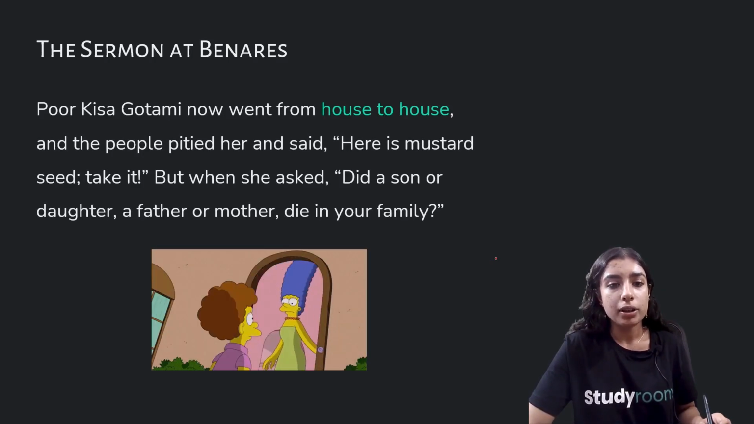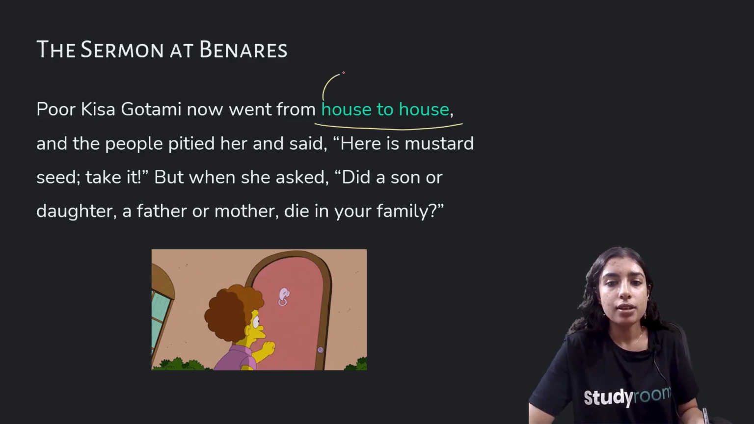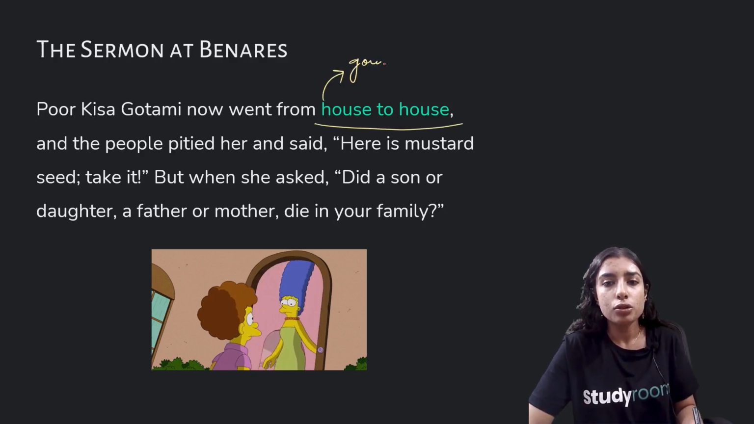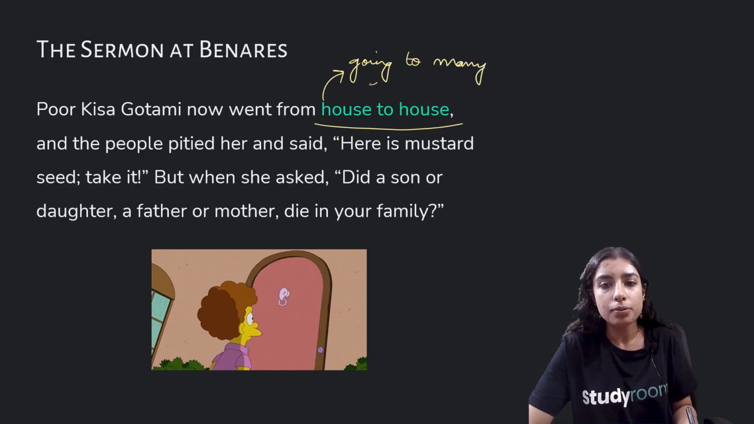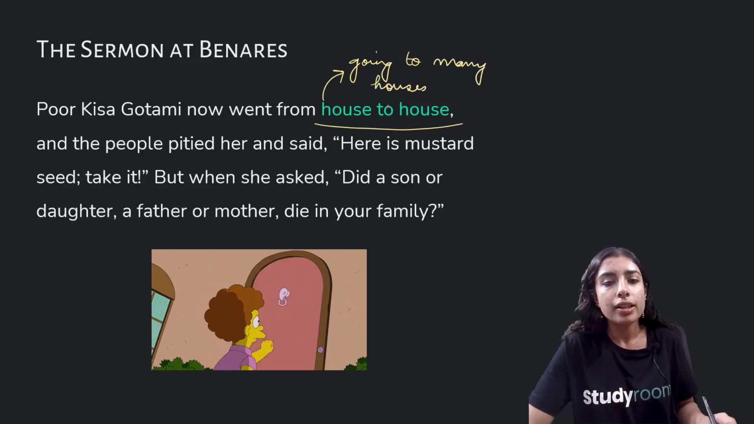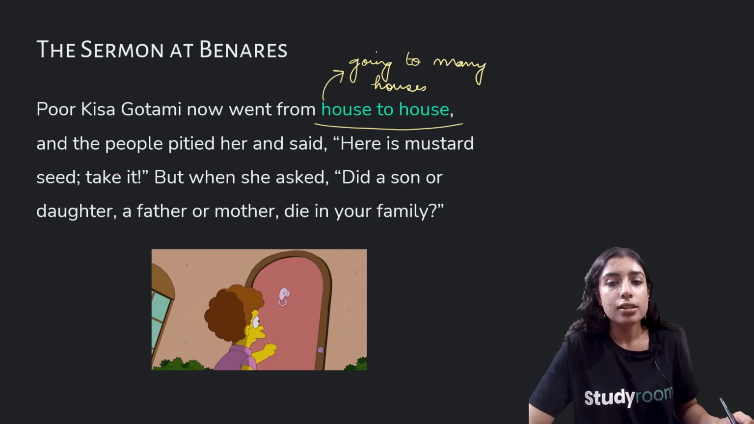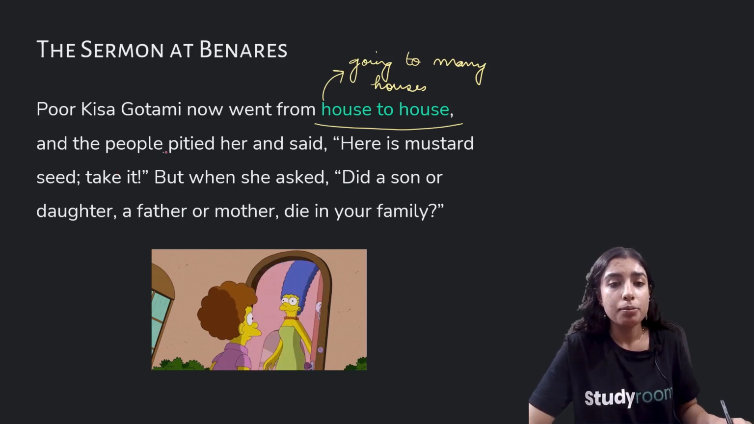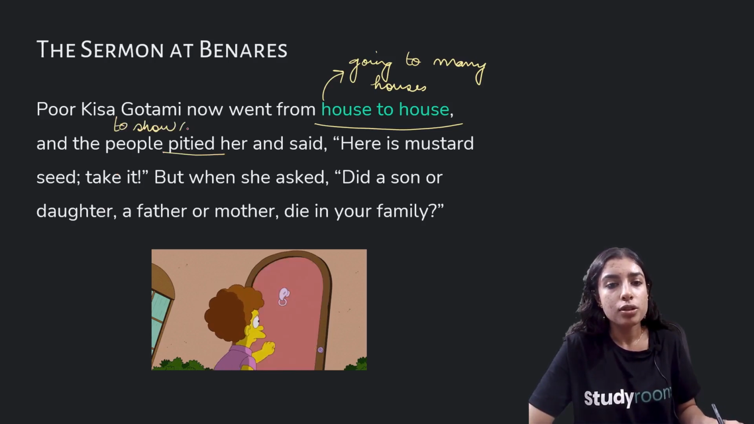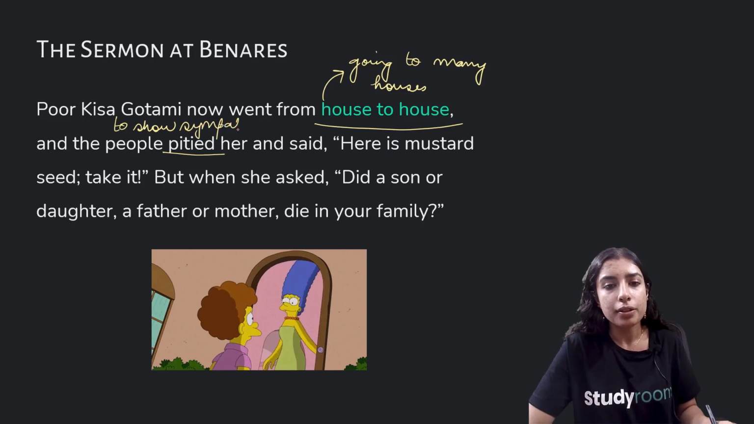Poor Kisa Gautami now went from house to house. House to house as a phrase refers to going to many houses. And the people pitied her and said, "Here is mustard seed, take it." But when she asked, "Did a son or daughter, a father or mother die in your family?" Pitied is basically to show sympathy.